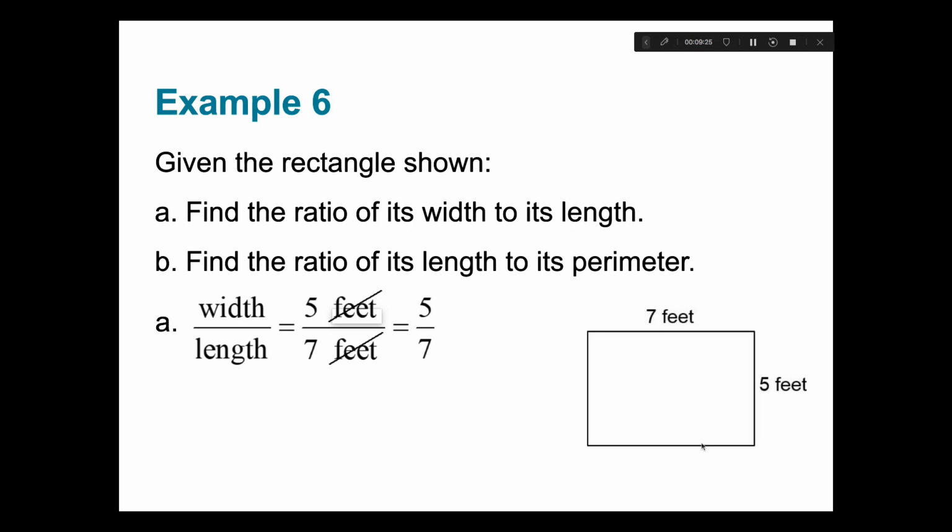So then it doesn't have a label? It doesn't have a label. Our labels cross out, so our ratio is just 5 to 7. And when we get to our next column with talking about rates and unit rates, it'll make more sense about why these things cancel out.